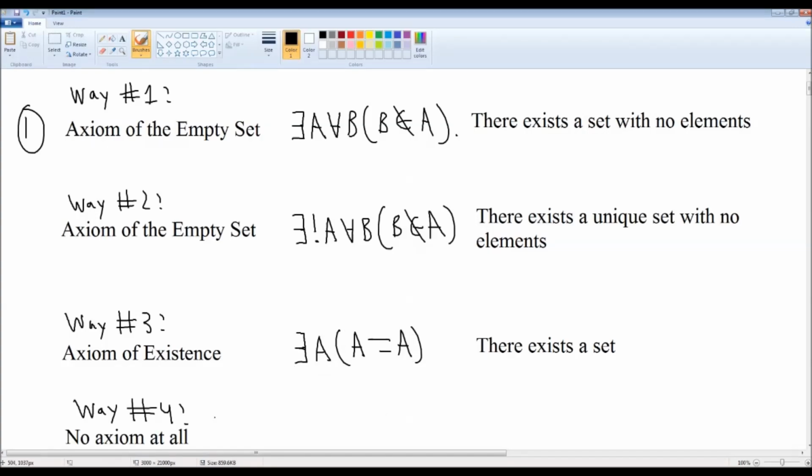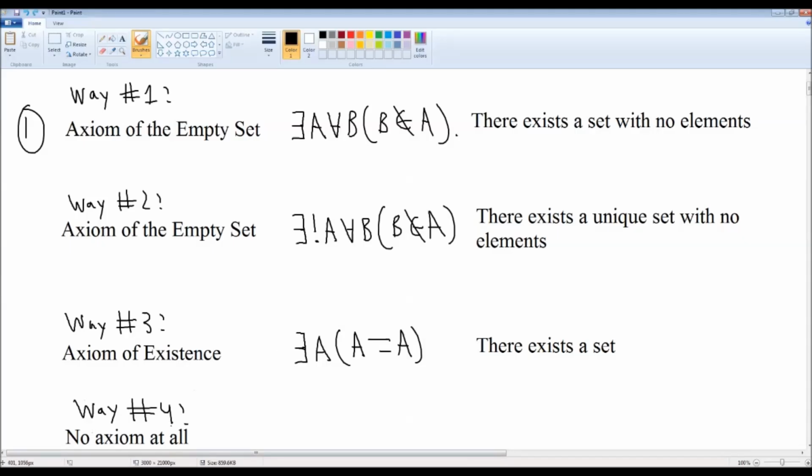Way number four is to give no axiom at all. And there's a couple reasons why books do this. One reason is that some logicians consider this, that there exists some object in our universe, to be not an axiom of set theory, but an axiom of logic. Although not all logicians would agree with this. Some systems of first order logic allow you to have an empty universe, a universe where there doesn't exist any object in it, and some don't. So it depends on what frameworks you're using.